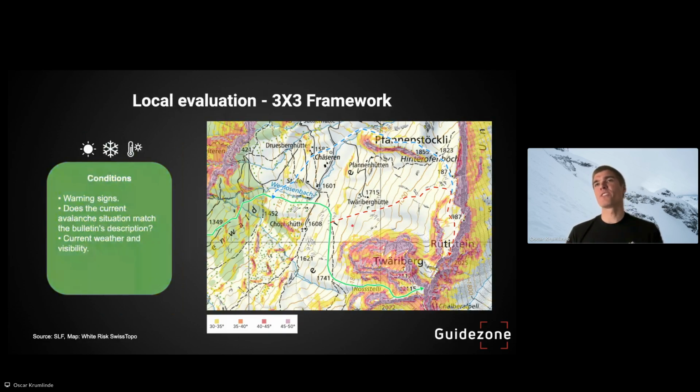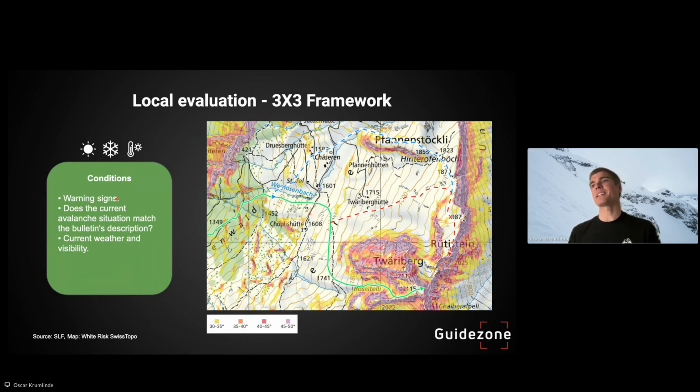So now we move to the second level, local evaluation. Now we are on the mountain. This starts as soon as we step out of the train, the car, or out of our house here in Engelberg, and we start to see the slope. So we're moving away from reading the forecast, getting secondary information, to actually seeing and feeling for ourselves. So what do we do? Well, we look for warning signs.